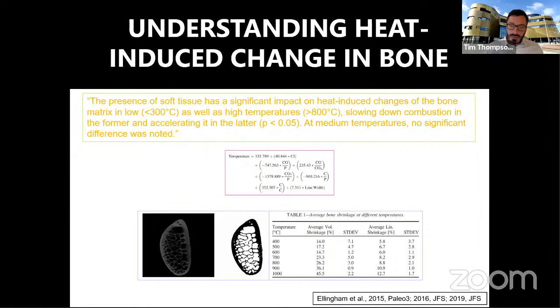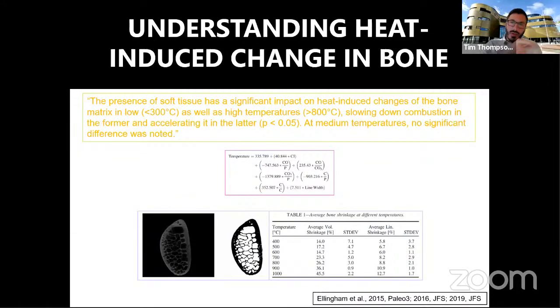However, as is often the case, it's never quite as straightforward as that. And when you look at the work in the green box there, you can see that some of our other work has shown that soft tissue has a really important role to play here. So if we have a body that's been burnt at a low intensity, then the soft tissues act as a buffer and protect the bone. And in those situations, what we see is a slow response to osteological change as a consequence of burning. However, at high temperatures, that soft tissue acts as a fuel and it increases the extent of those heat-induced changes.